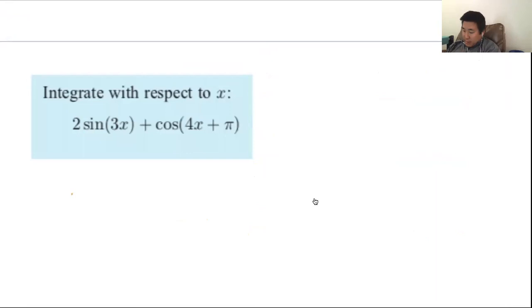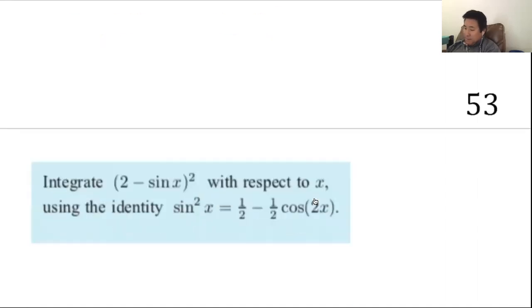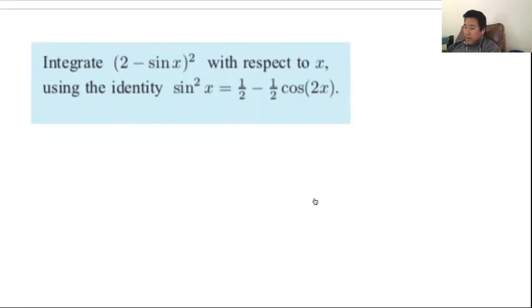Integrate this, so this is 2 times negative cosine 3x over 3 plus sine 4x plus pi all over 4 plus c. Integrate that with respect to x.